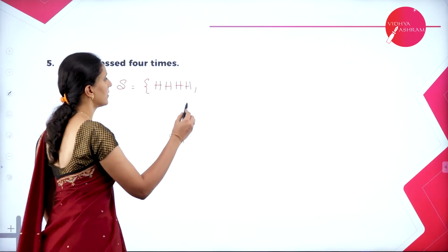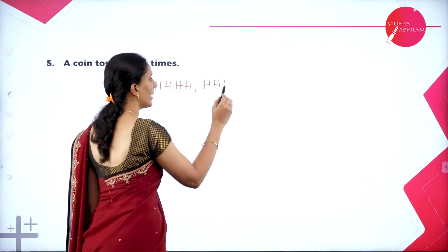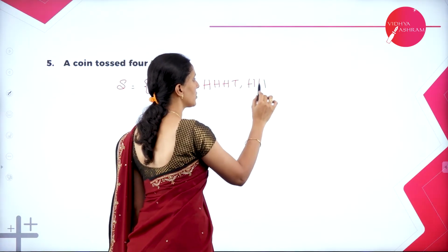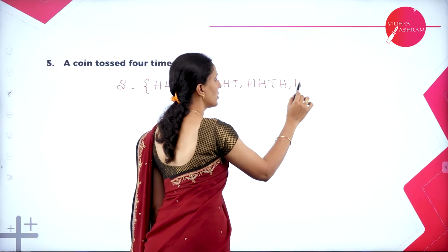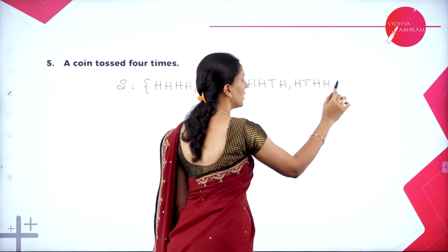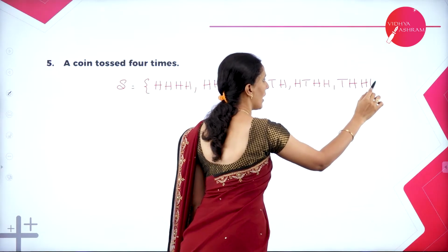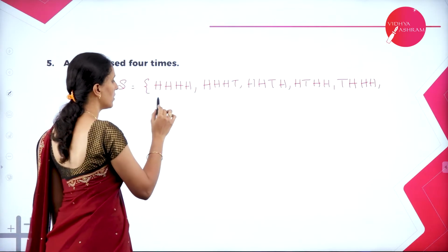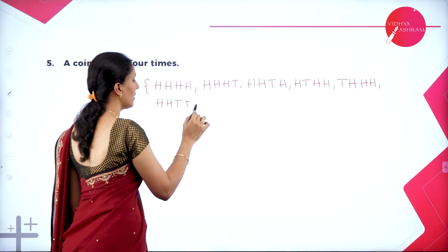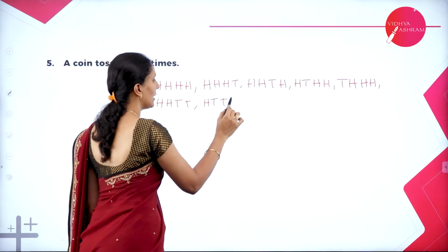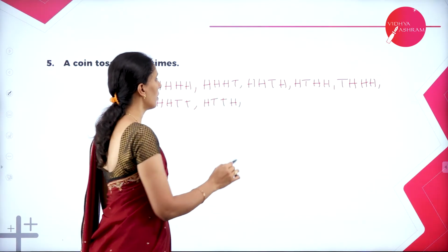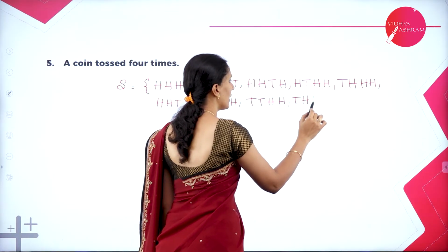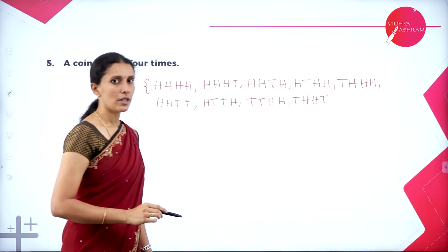So the next thing is, the first 3 times you might get heads and the last one may be tails. Like this, you can write H, H, T, H, H, T, H, H, T, H, H, H. Or else 2 times tails, 2 times heads are possibilities. So head, head, tail, tail, head, tail, tail, head. Next, tail, tail, head, head, tail, head, head, tail. So this is another possibility.